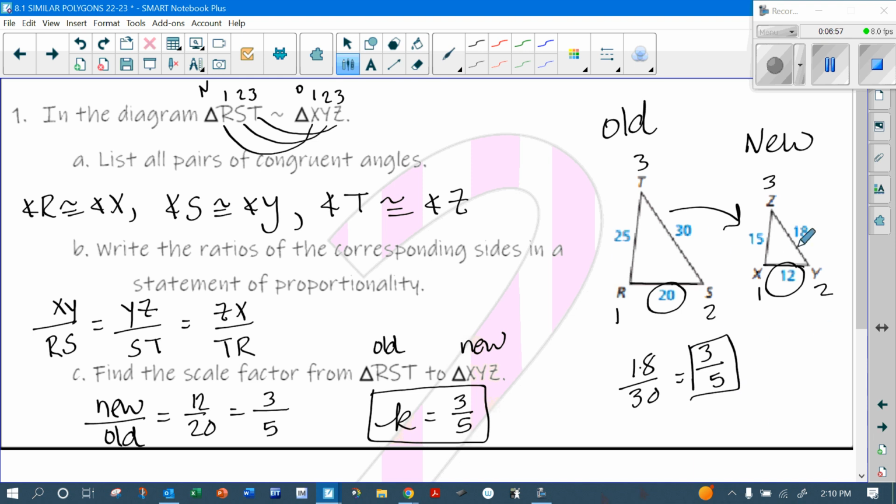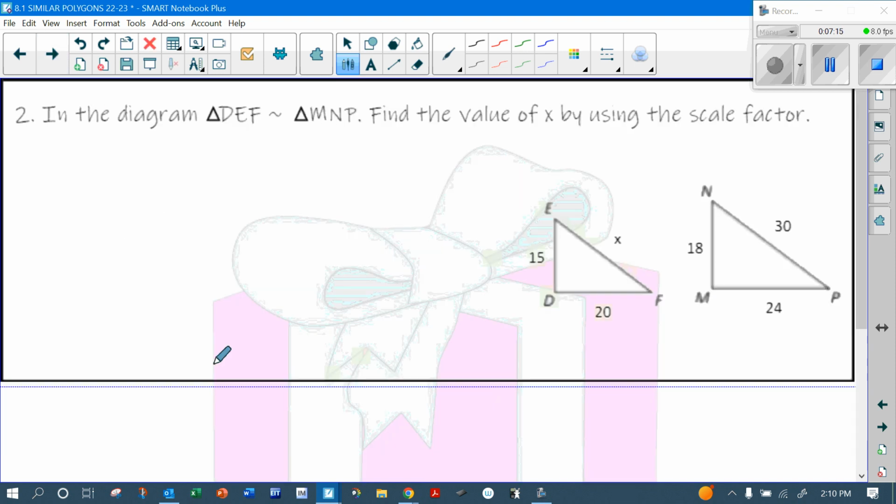If you check the other sides, 15 and 25. 15 over 25. 5 will go in 3 times, 5 will go in 5 times. No matter which two sides you compare, as long as you're comparing corresponding sides, you're going to get the same scale factor. Okay? All right.